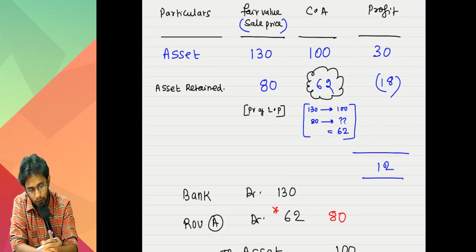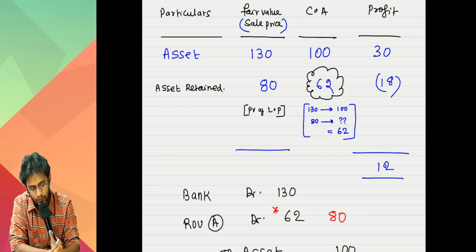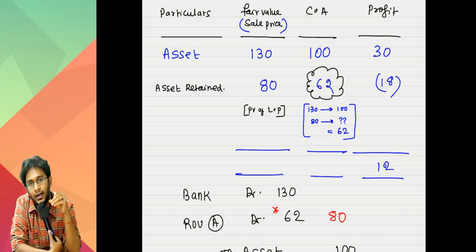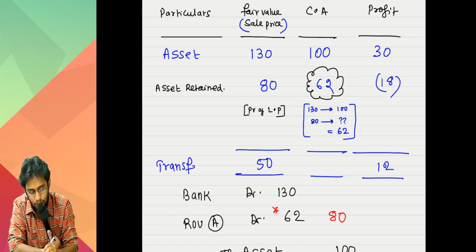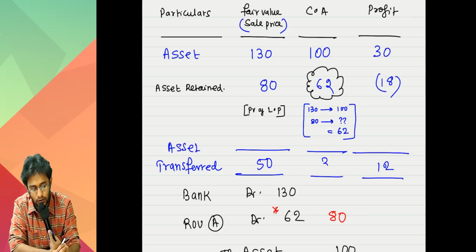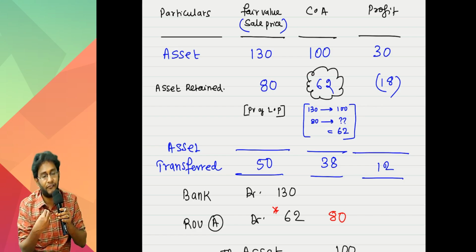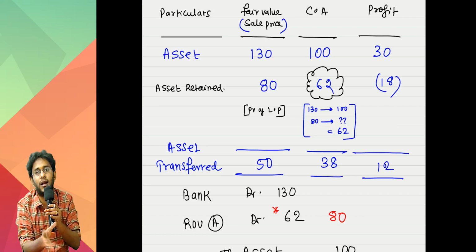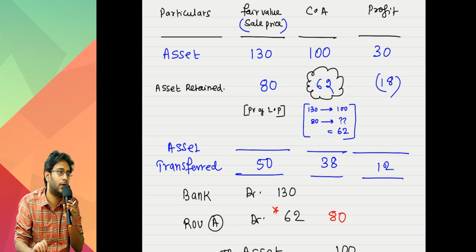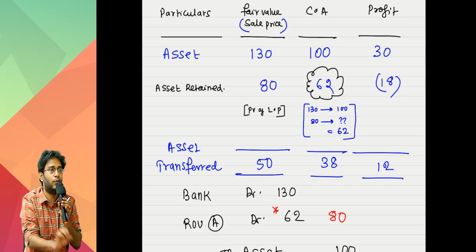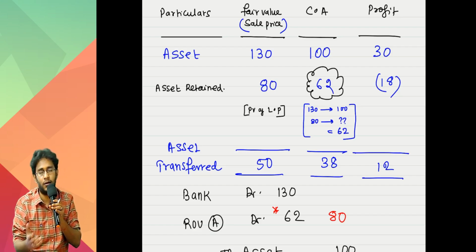If you complete this table, you will get the full clarity. Look at this. 130 is the total fair value of the asset. 80 is the retained portion, 50 is the transferred portion. 62 retained, 38 is the transferred portion. So with the 100 carrying amount, because of the leaseback, effectively I transferred only 38 of the asset for a consideration of 50. You should ideally remove 38 only and book a profit of 12. This is what you should do.